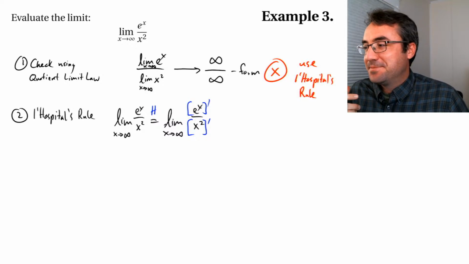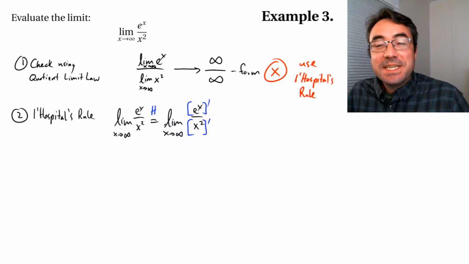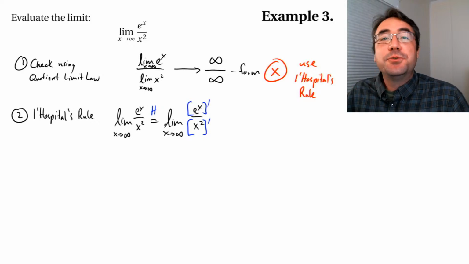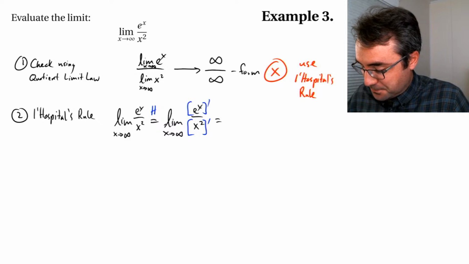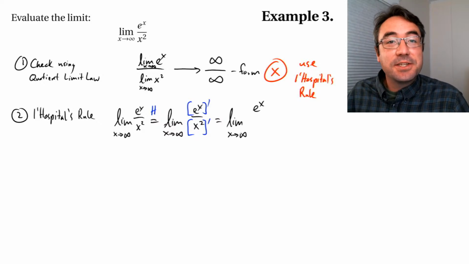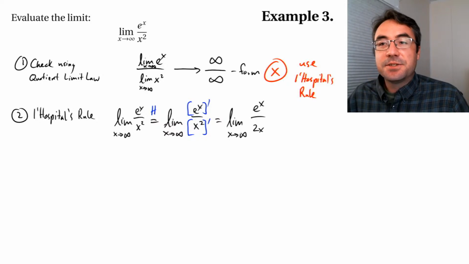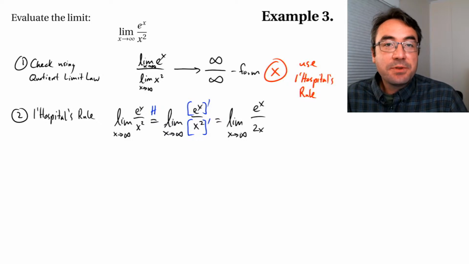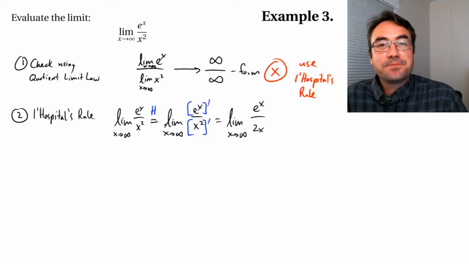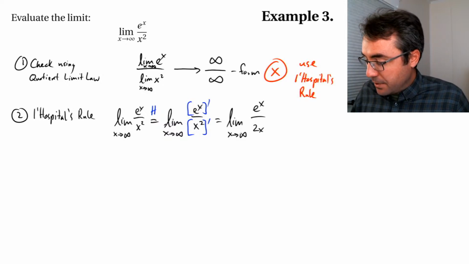All right. Let's continue on. And we've applied the rule. Let's do the derivatives. So let's see what we get. Derivative of e to the x is just e to the x. That's a nice one. Derivative of x squared is 2x. And really, there's not too much to simplify here. So all we need to do is we have a brand new limit. This is a brand new limit.